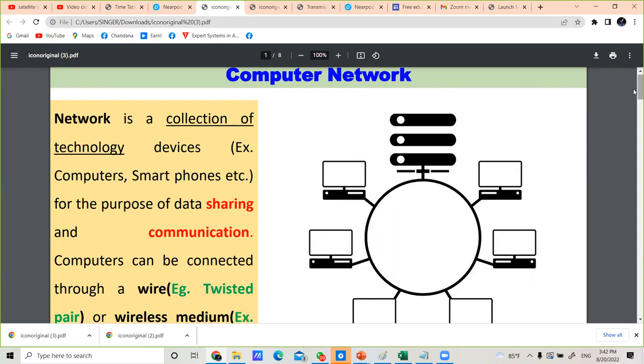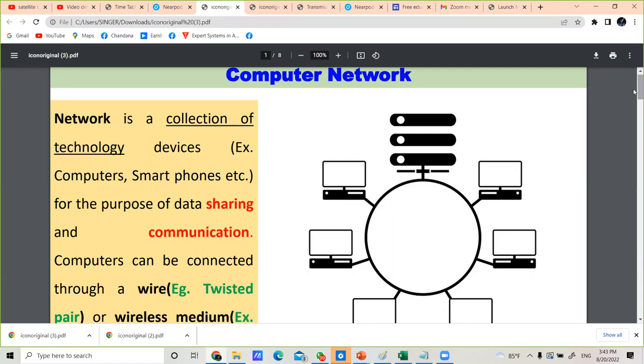Then at least you need two computers. Using two computers, you can establish a simple network. But normally a simple network has 5 to 10 computers. Then more computers are needed for larger computer networks. Mainly why we establish the computer network, the main reason is to share information. And there are two reasons.